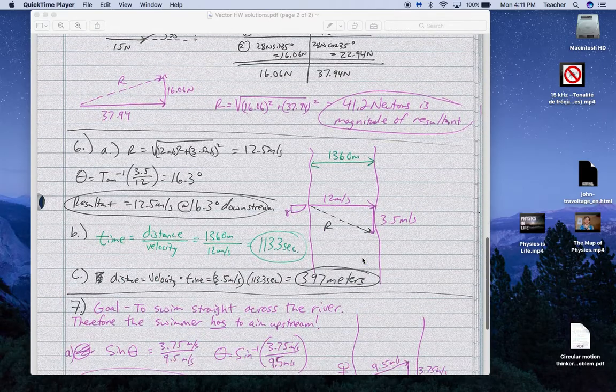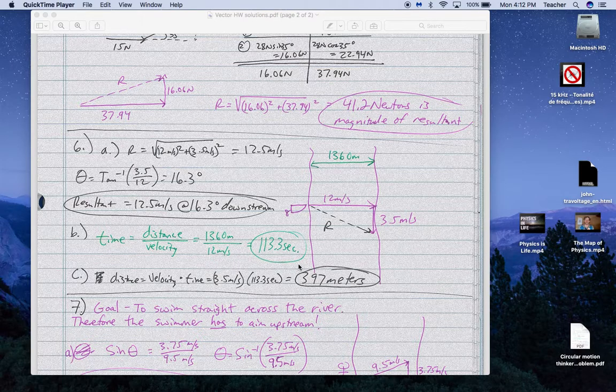For number 6, this is a vector problem where you're aiming due east, the current's carrying you south, and you want to find your resultant. So that's, again, the Pythagorean theorem and inverse tangent to find that you're going 12.5 meters per second at 16 degrees downstream. To find the time to cross the river, you take the total width of the river, 1360 meters, divide by the horizontal speed, that's 12 meters per second, and you get 113 seconds. So horizontal distance goes with horizontal speed.